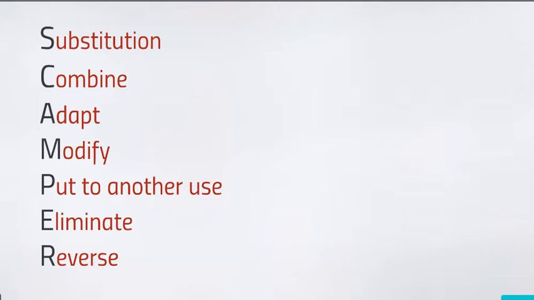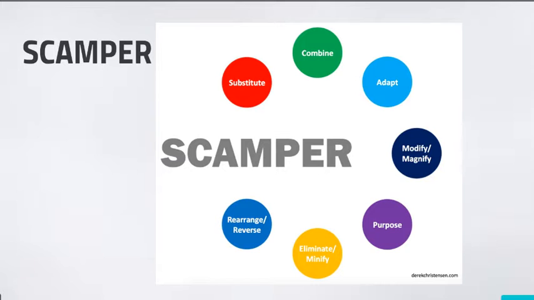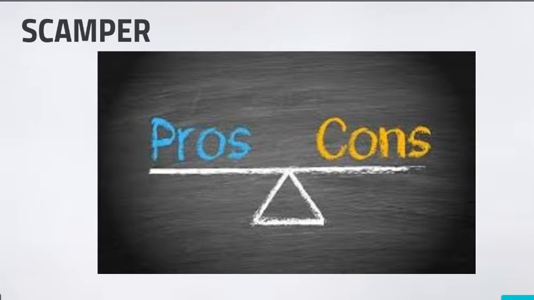All right, a pro of using the SCAMPER model is generating new ideas. Students may be spurred into generating new ideas by evaluating an existing one. Another pro would be encouraging creativity in the students. A con is that the SCAMPER model requires the right environment.